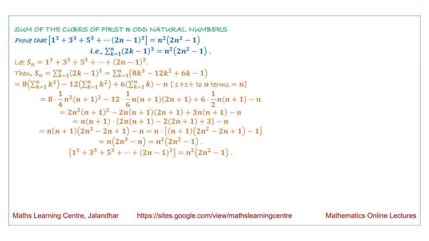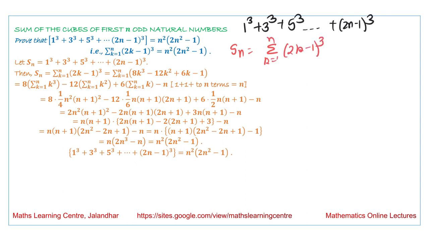Next is the sum of the cubes of the first n odd natural numbers. So we are talking about the sum 1 cube plus 3 cube plus 5 cube and so on up to plus (2n minus 1) cube. Suppose this sum is Sn. So we write Sn is equal to sigma k equal to 1 to n of (2k minus 1) cube, which is equal to sigma k equal to 1 to n of 8k cube minus 12k square plus 6k minus 1.